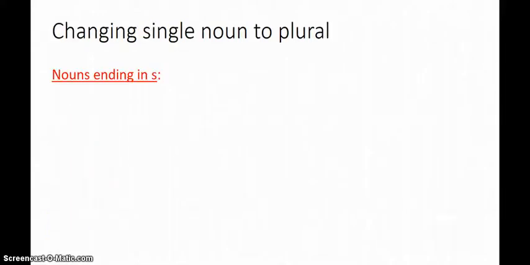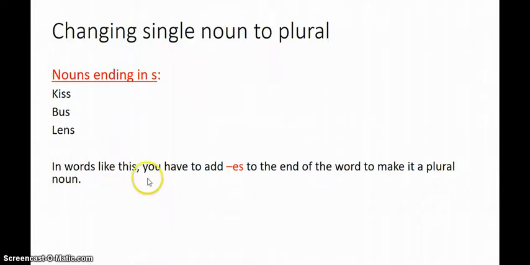So now let's go on to the regular plural nouns. Nouns that end with S. Words like kiss with an S. Bus ends with an S. Lens ends with an S. These words, when they end with an S, we have to add ES to the end to make the plural. So then kiss becomes kisses. Bus becomes buses. Lens becomes lenses. So when you have S at the end of your noun, you have to add ES at the end to make it plural.